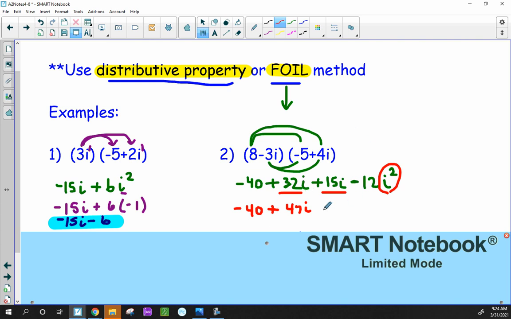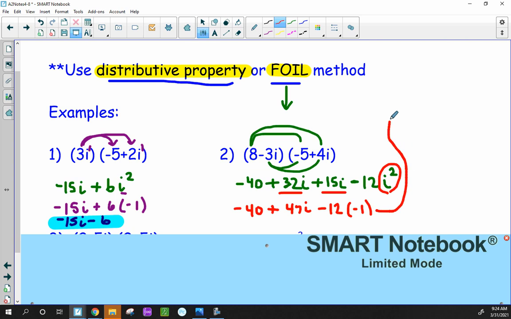Okay, next I'm going to drop my negative 12 down, and then i squared, I'm going to change that over. Please notice how I'm writing it. I'm attaching it in parentheses. Next step, I'm going to write negative 40, bring this up here, negative 40 plus 47i, and then this is a negative 12 times negative 1. That's going to be a positive 12.